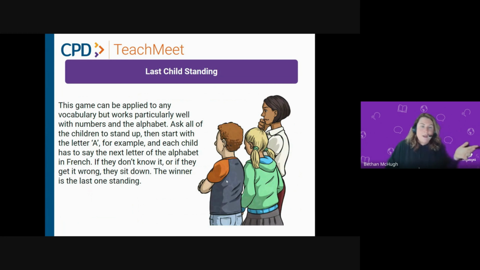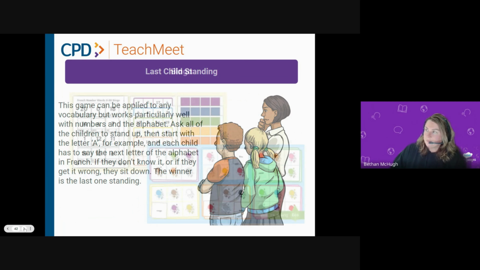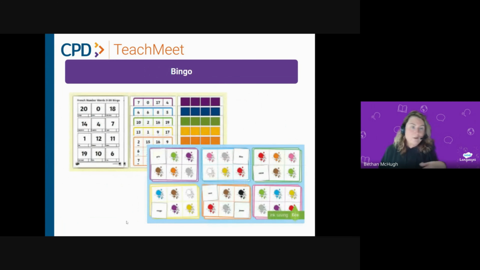Everybody stands up. Each child has to say a letter of the alphabet. If they don't know it, or they sit down, the winner is the last one standing. Quite good fun. Bingo is brilliant. Again, we've got loads of bingo games, but bingo is fantastic.